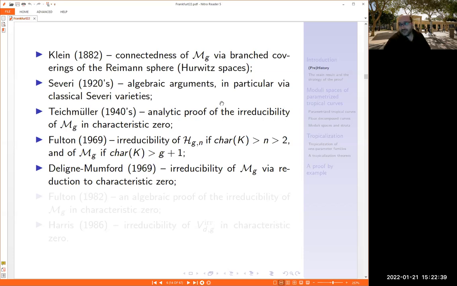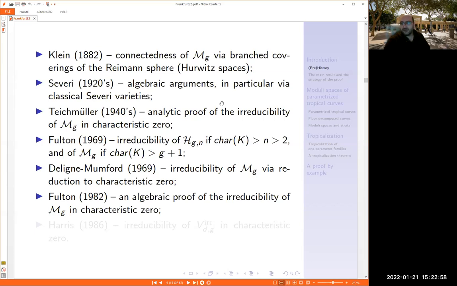So, in a sense, the irreducibility of MG was settled by Deligne and Mumford, but it used analytic methods in characteristic zero. In 1982, Fulton managed to get rid of these analytic arguments, based on another work of Mumford in Paris. He ran an inductive argument on compactification with schemes to prove, at least in characteristic zero, in an algebraic fashion, that the moduli space is irreducible. And then the argument of Deligne and Mumford gives you an algebraic treatment, still via reduction to characteristic zero, of the irreducibility of MG.